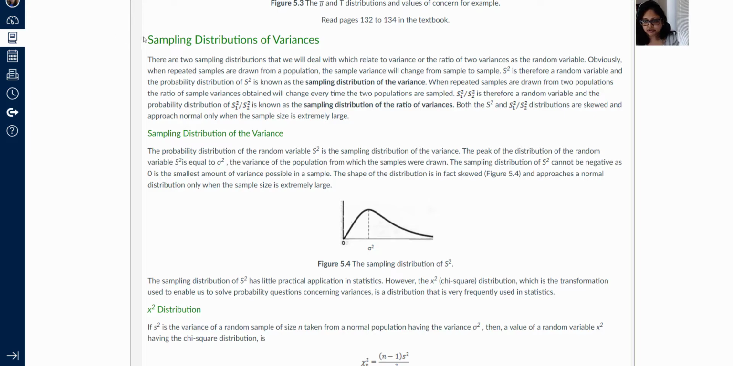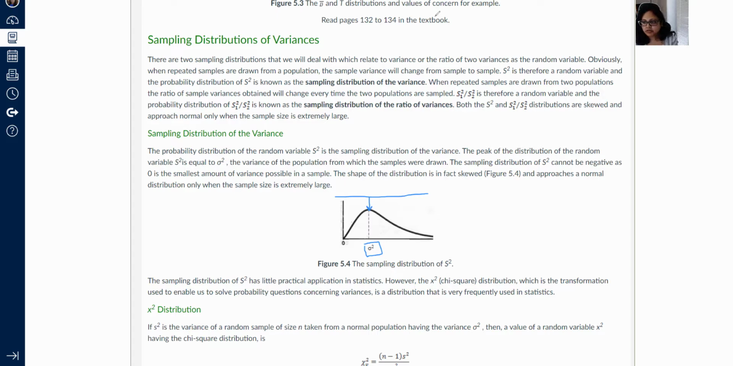The sampling distribution of variances follows the chi-square distribution. The structure of the chi-square distribution, you can see here, is not normal. You can see that it's skewed. So if we take the variance again and again and again, then you will see that the population variance would be somewhere here.